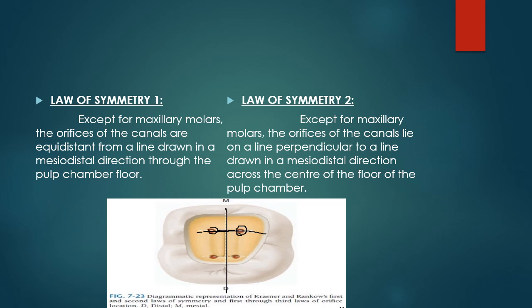Symmetry 1 says that when we draw a line in a mesiodistal direction, the canal orifices are equidistantly placed from the mesiodistal line. Symmetry 2 says that if we draw a perpendicular line to the mesiodistal line, the canal orifices lie on this perpendicular line in the center of the floor of the pulp chamber.